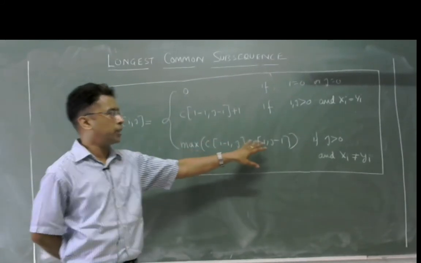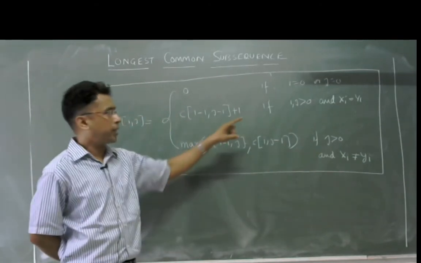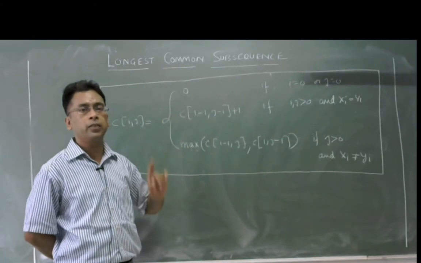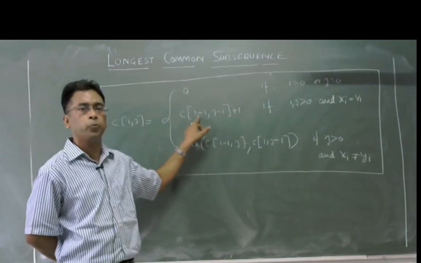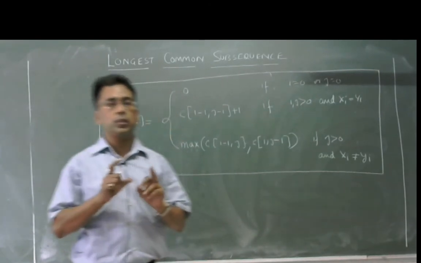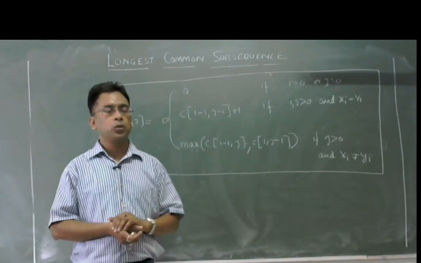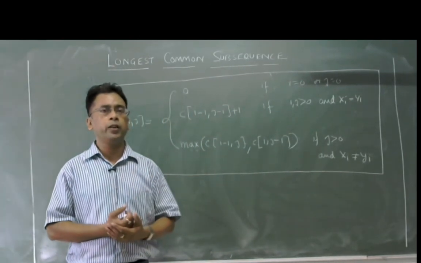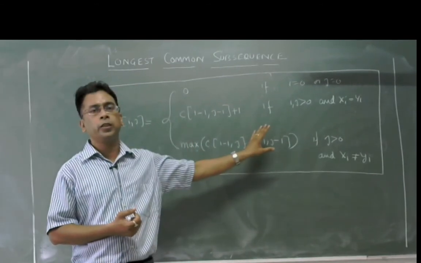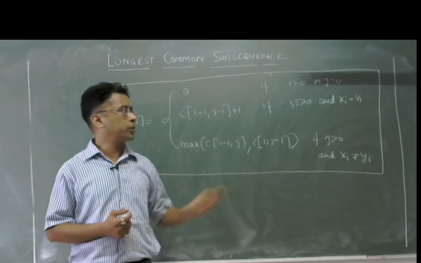This comparison is done when xi is not equal to yi. When xi is equal to yi, in that situation C[i, j] is 1 greater than the value stored at position C[i-1, j-1]. So this is the basis of the longest common subsequence. Before filling or solving a numerical, you should be thorough with this formula. After that, we will be able to solve the question.